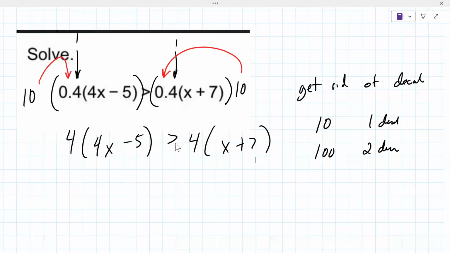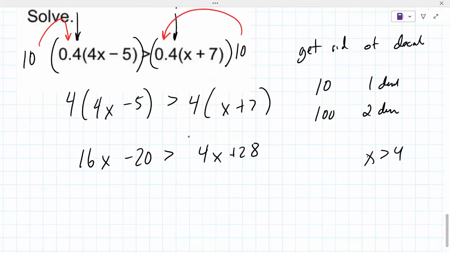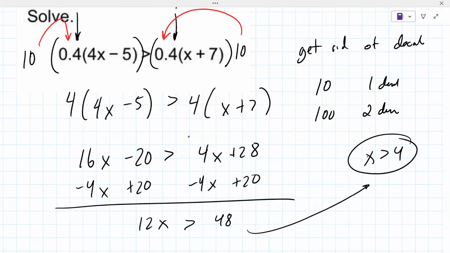All right, I got x is greater than 4. So let's take a look here. So 16x minus 20 greater than 4x plus 28. If you have any differences, let me know. Subtract 4x from both sides, add 20. So you get 12x greater than 48. And then, like you said, x is greater than 4. That is perfect. Yay.